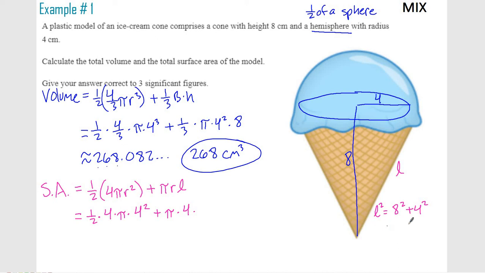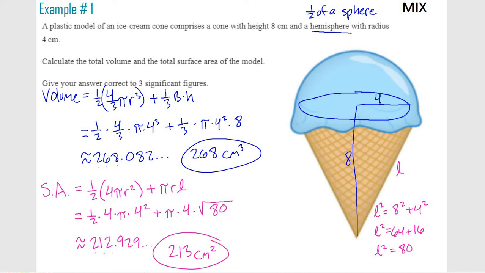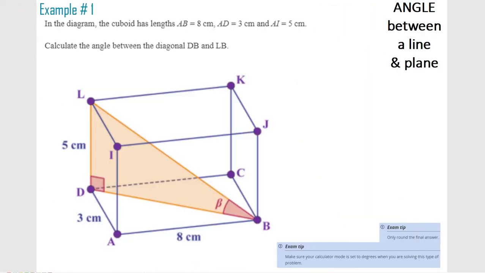Yeah, well, I guess if we want to be exact, we could just plug in the square root of, was that 64 plus 16? So 80. So the slant height is just the square root of 80. So if we plug all that into our calculator and let it do all the work for us, we should get 212.929... round to 3 sig figs would be 213 square centimeters. Okay? So we've done all that stuff before, so that was just kind of a refresher. So hopefully that all came easier.